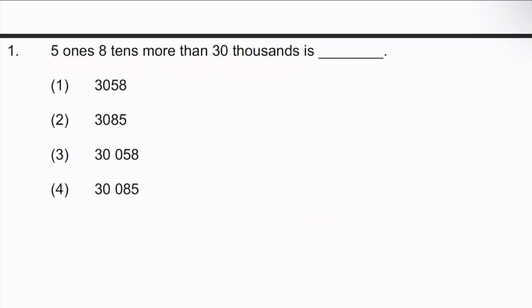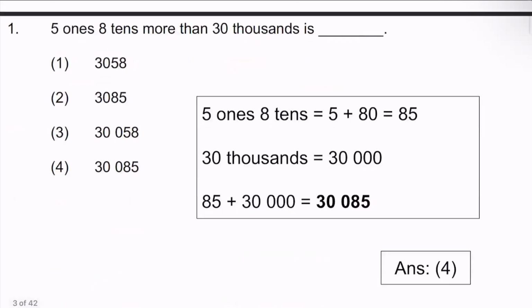Okay, so in this question, you have to identify the value. So the value of what? The value of this one. Okay, so the value of 5 ones is 5. The value of 8 tens is 80. So 5 plus 80, you get 85. The value of 30,000 is 30,000.